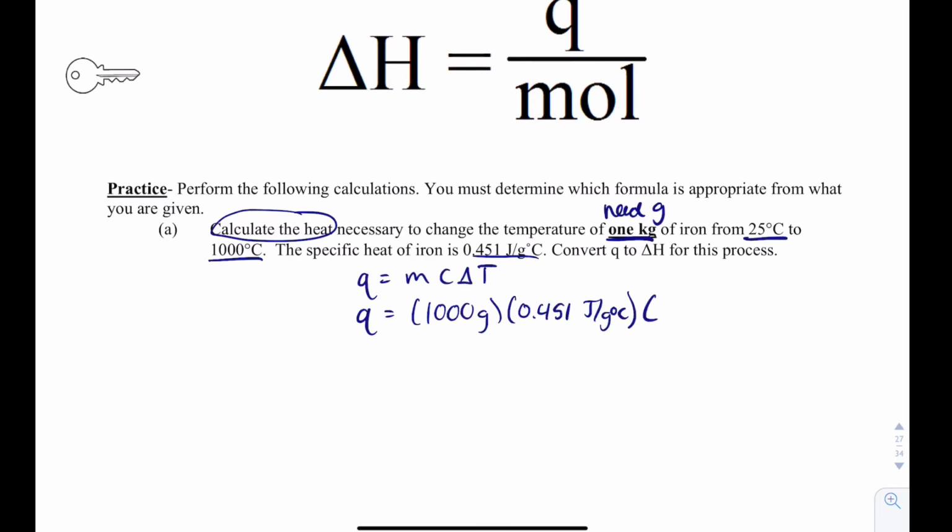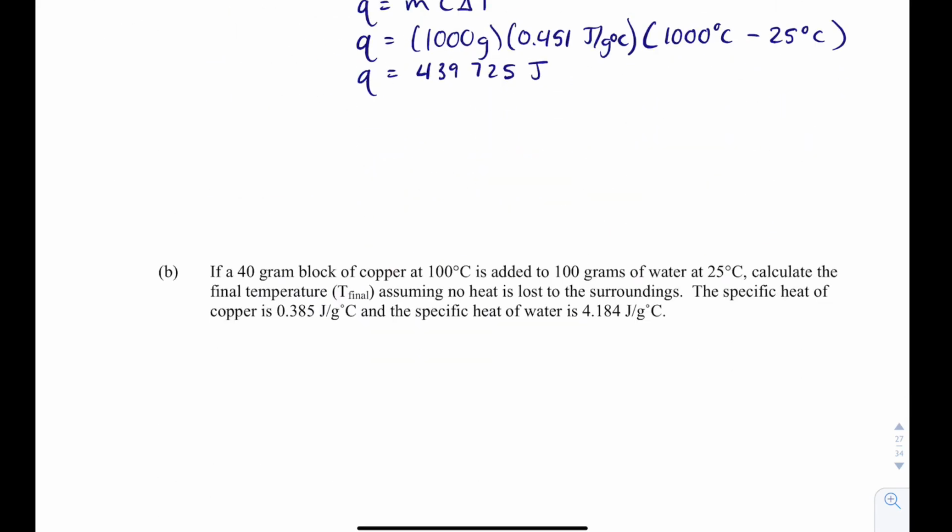Our final temperature is 1,000 degrees Celsius. Our initial temperature is 25 degrees Celsius. When I solve for Q, I get 439,725 joules. 1 joule is a very, very small amount of heat, so you always sort of expect at least 1,000 joules. So we need to convert Q to delta H.